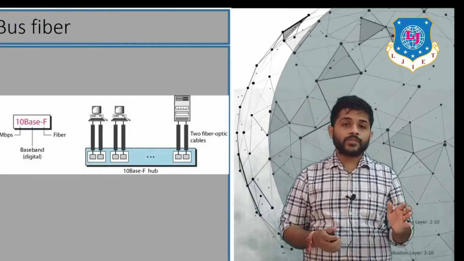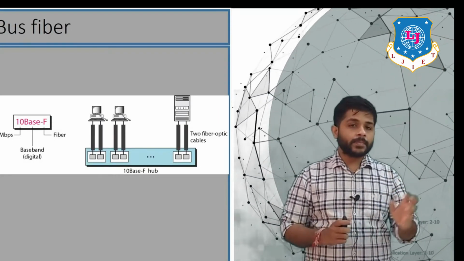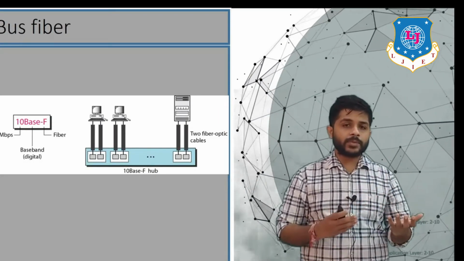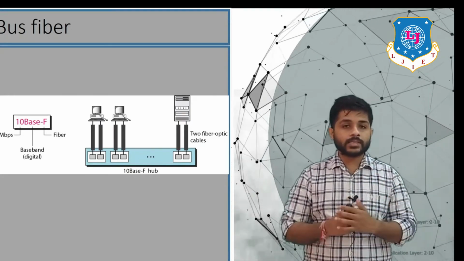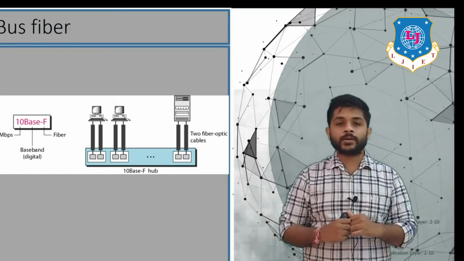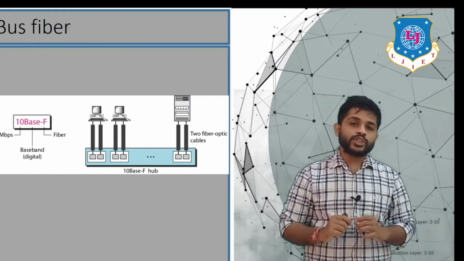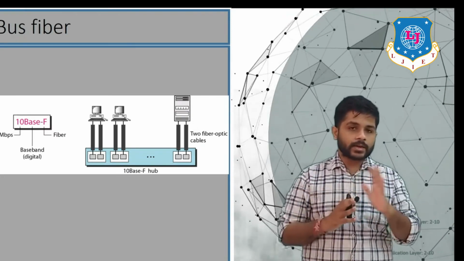Then, after that, 10BASE-F means 10 Mbps, fiber is used, and the communication is baseband. You can see that there are two cables used to connect devices. One cable is individually to send data and one cable is to receive data. There is a centralized device which is a hub, there are some servers, and there are some devices.